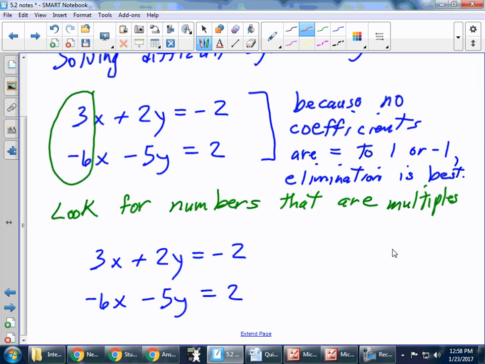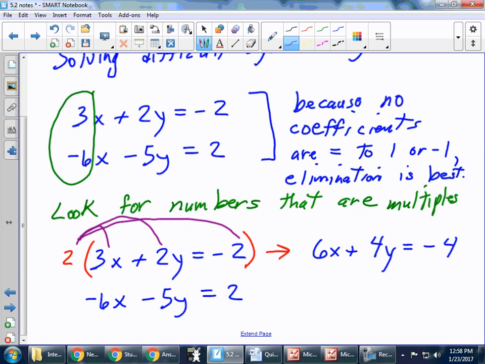What we're going to do here is notice that I can multiply everything by 2. And I get 6x plus, how many y? 4y equals negative 4. I have to multiply everything by 2. In different problems, it'll be a different number. This particular one was 2 because 2 times 3 gives me 6. That's why I chose that.